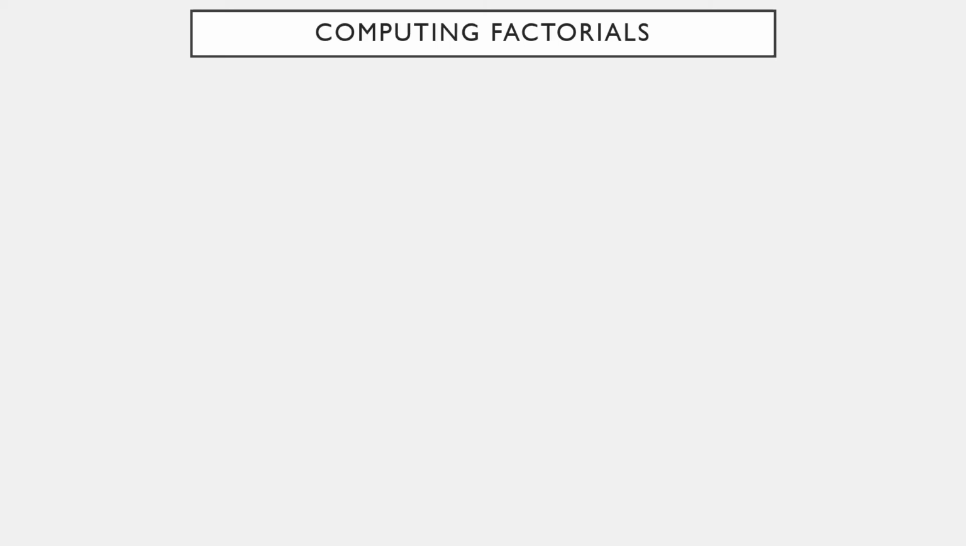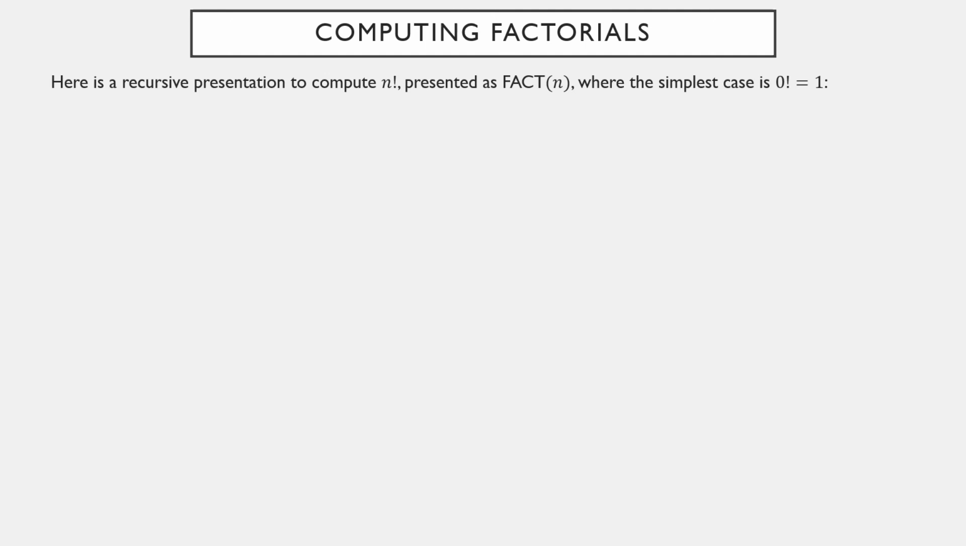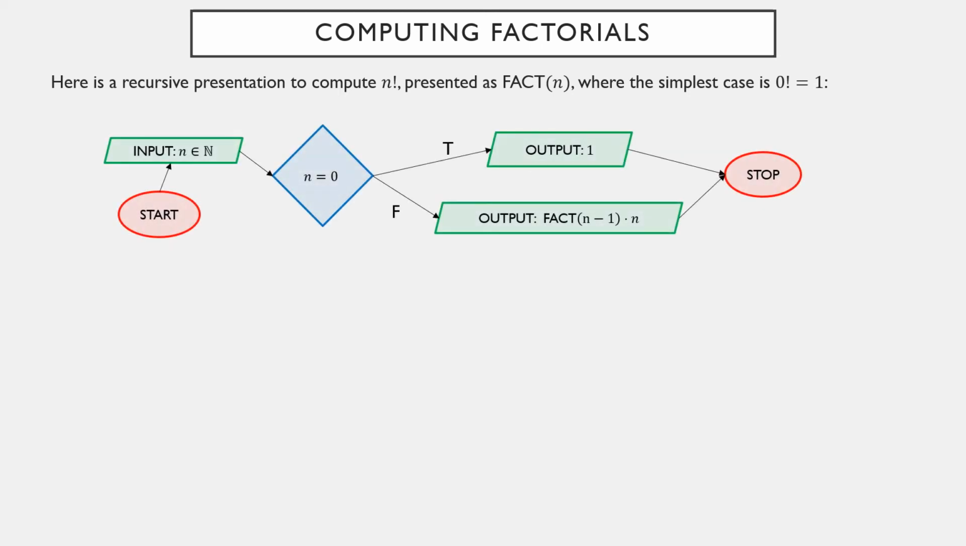How about factorials? Well, the recursive version of computing factorials is pretty straightforward. The easiest factorial is 0 factorial equals 1. Otherwise, we use the fact that if you want to compute n factorial, you can compute n minus 1 factorial and multiply it by n.